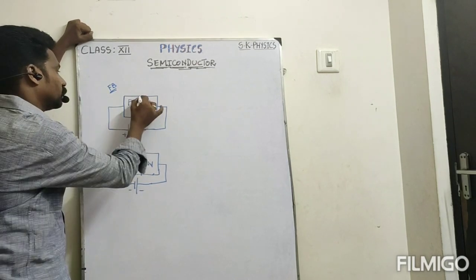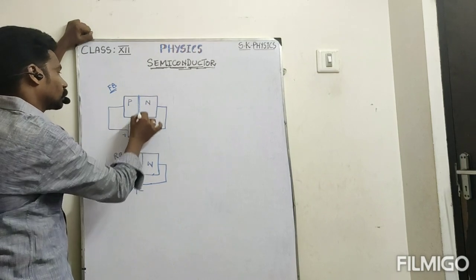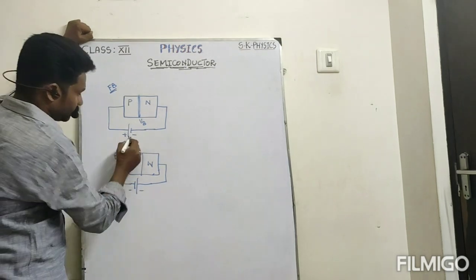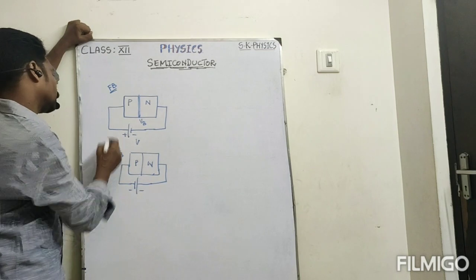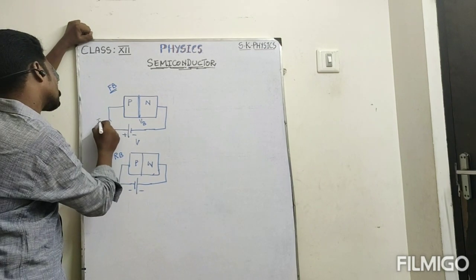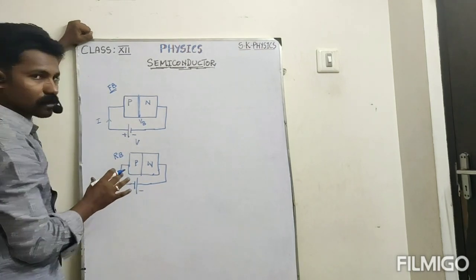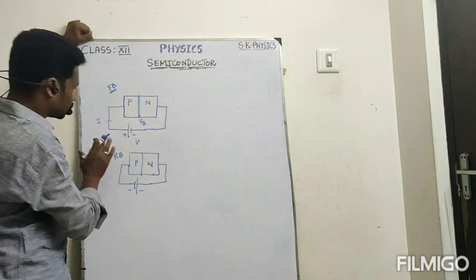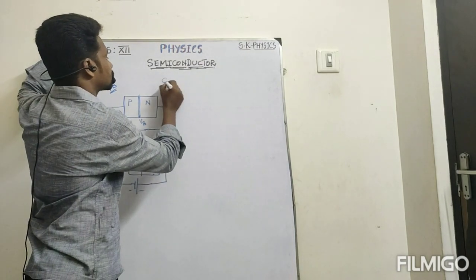But here a barrier is there, and the potential is called the barrier potential. Then the applied voltage is V, and the current passing through the circuit is I. So now in this session we are going to characterize that voltage and current.